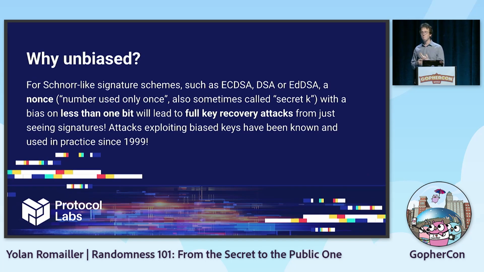Next, we have the notion of unbiased. Why do we need randomness to be unbiased is a bit more tricky. For cryptographic schemes, it's very important because there are some schemes, like most signature schemes that are used nowadays, that are very, very vulnerable to even a single bit bias. Like you have a 256-bit string generated at random. If there is one bit that is biased, it can lead to a full key recovery attack, provided you can see enough signatures. And that's like the worst case scenario for any cryptographic scheme.